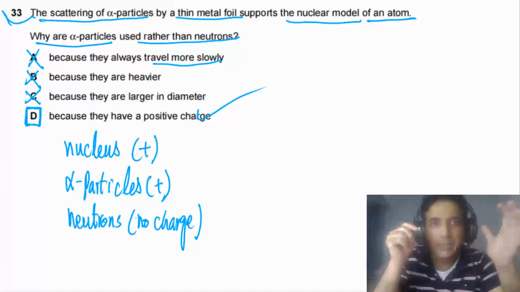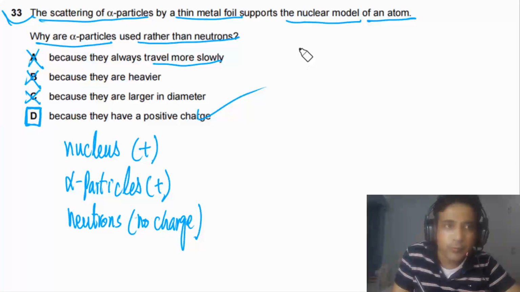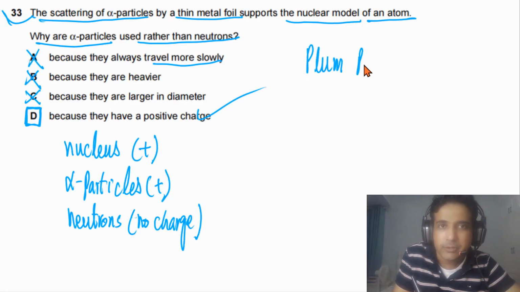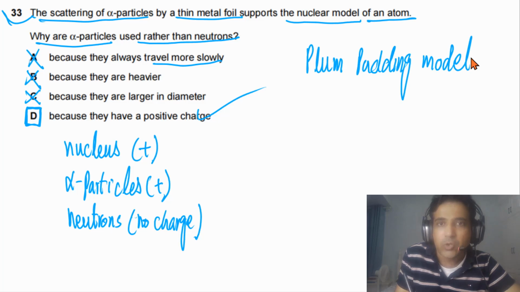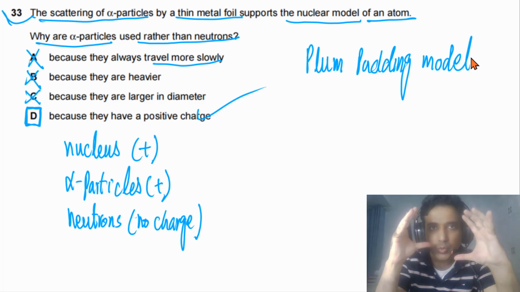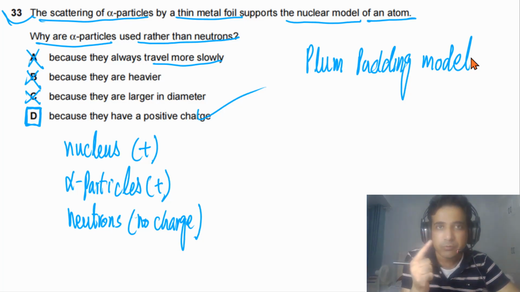Let's try to understand a little bit more in detail. Before the nuclear model, there was the plum pudding model, and this model was suggested by J.J. Thomson. According to this model, the whole core of the atom has a positive charge, meaning the positive charge was evenly distributed.